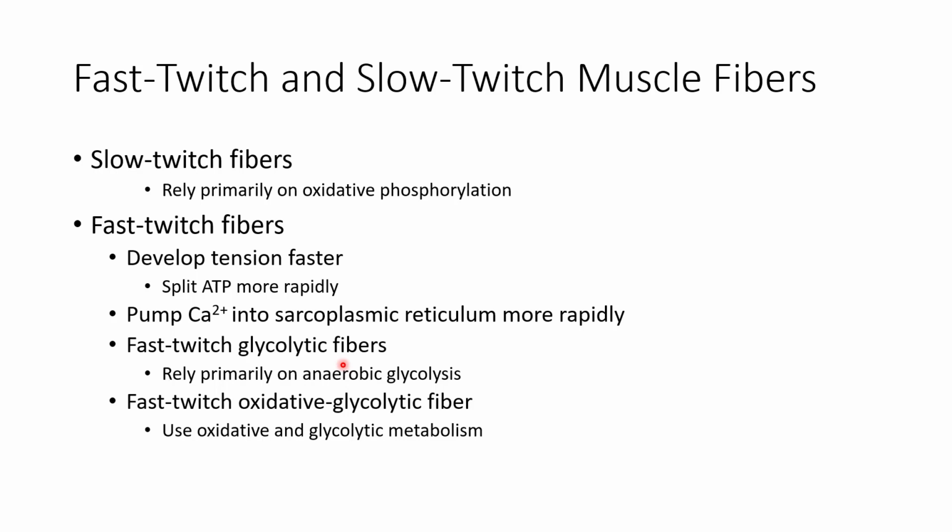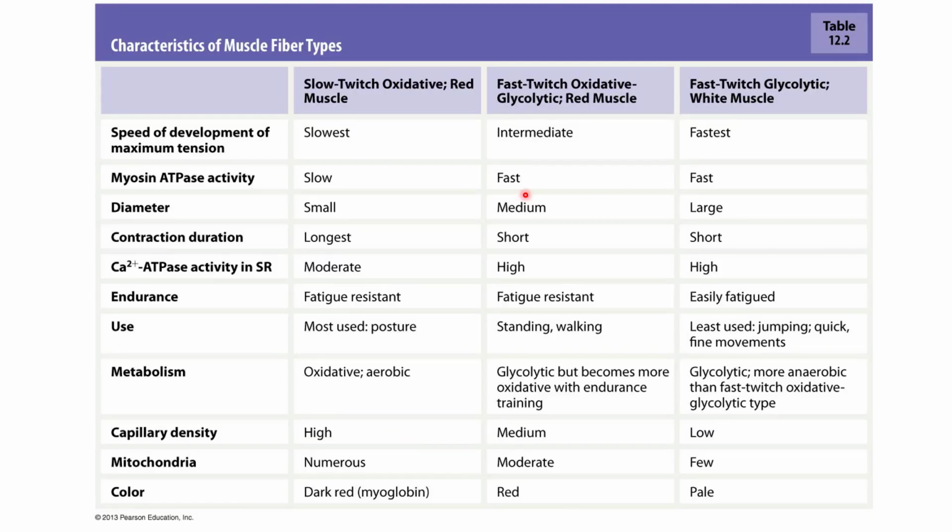And then we also have 2 types of what we call fast twitch fibers. So they develop that tension a little bit faster. They're able to generate ATP quicker and split that phosphate off. They pump calcium faster from the sarcoplasmic reticulum. And the 2 types that we have are what we call our glycolytic fibers, in which we're using anaerobic glycolysis, and then the oxidative glycolytic, in which we're using both oxidative phosphorylation and glycolytic, so both anaerobic and aerobic metabolism. And so this table from your book, 12.2, really helpful because it explains the differences between these.